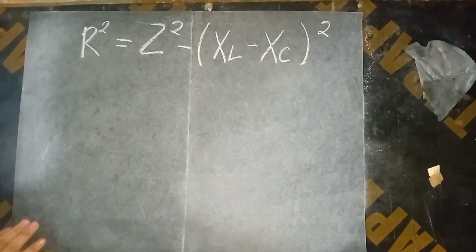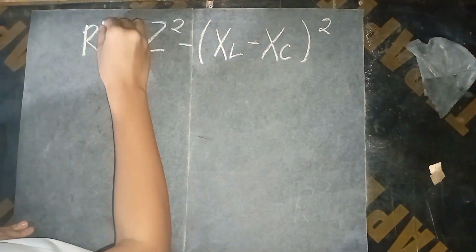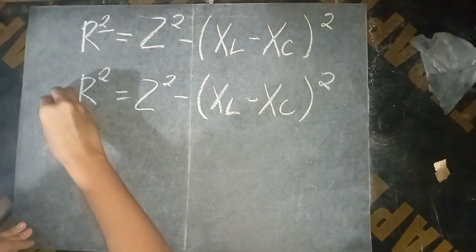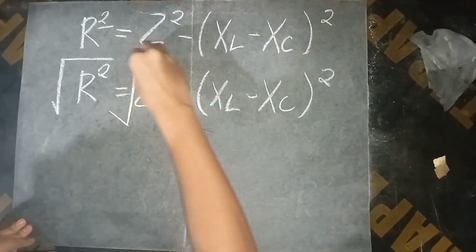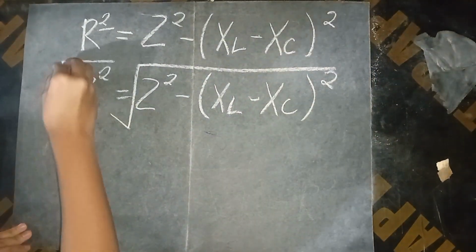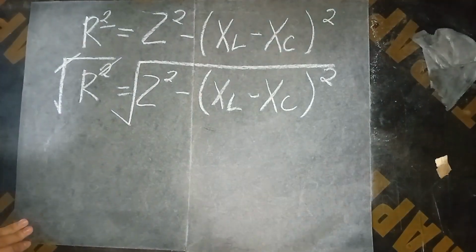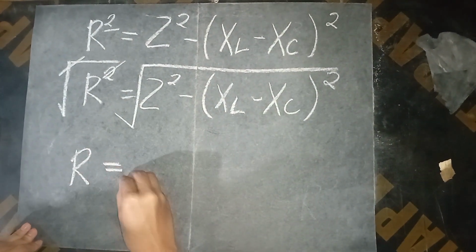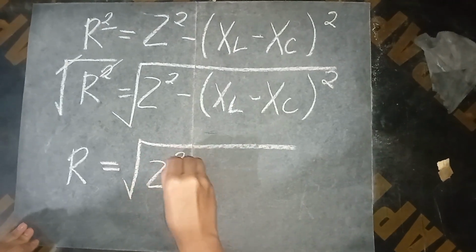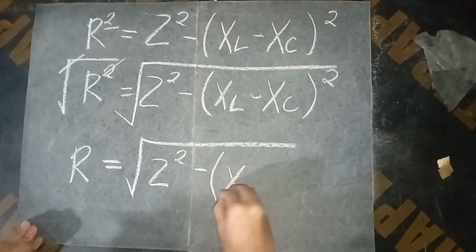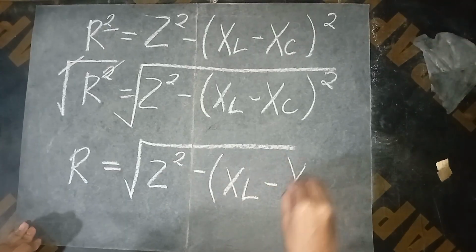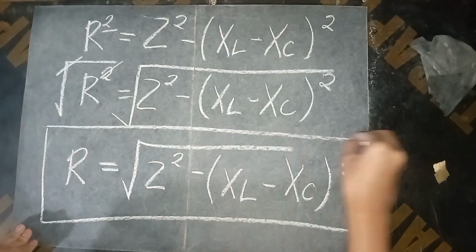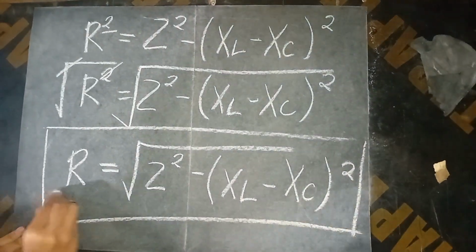Unya, kay R squared man siya, so dili pa na mao ang final formula. So, ang atong buhaton is i-square nato both side. Kay diba kung unsay imo buhaton sa usa ka side, dapat buhaton pod nimo sa pikas side. So, makancel na nato si squared. And mao na ang atong final formula where R is equals the square root of Z squared minus XL minus XC squared. So, mao na ni ang final formula for the resistance.